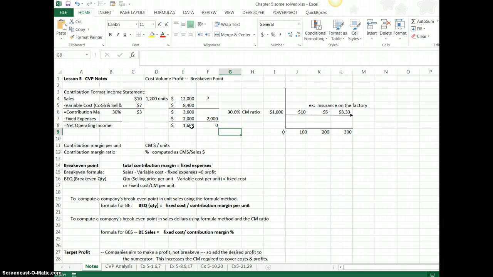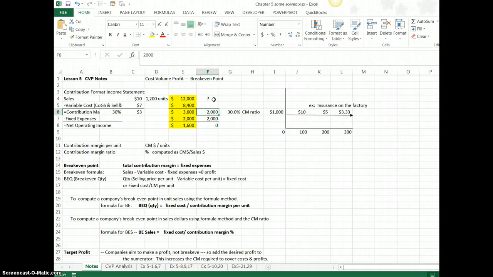So if you notice in the original example here, we took sales minus my variable cost to come up with $3,600 that covered all of our fixed expenses, but actually provided us with a little bit more than we needed, and therefore we generated a profit. So in other words, if you look at this analysis working backwards, I need to generate $2,000 of contribution margin in order to cover my fixed expenses in order to break even.